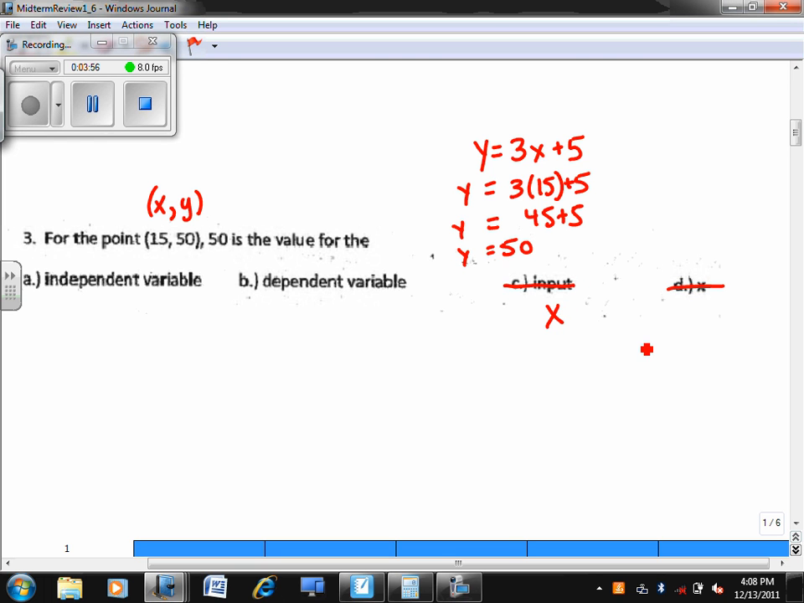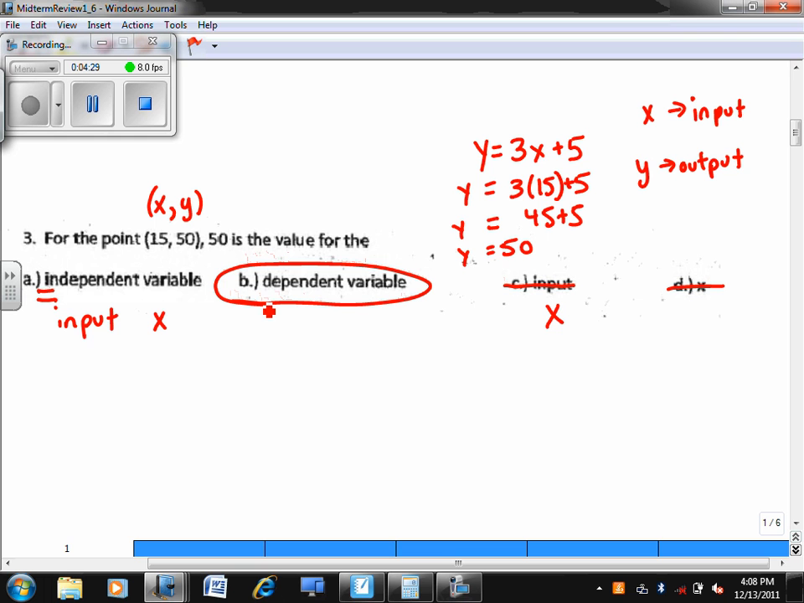Now, following along with this, if our x is our input, then that means y has to be our output. So we know that terminology. Now, output isn't one of our choices. So we're left with independent variable and dependent variable. But let's look here. Our independent variable is our input value. It's our x. It's the one that doesn't depend on the other one. Our dependent, y, is based on whatever x was. So our answer is going to be B, our dependent variable. This one would have been our x as well, so we crossed it out.